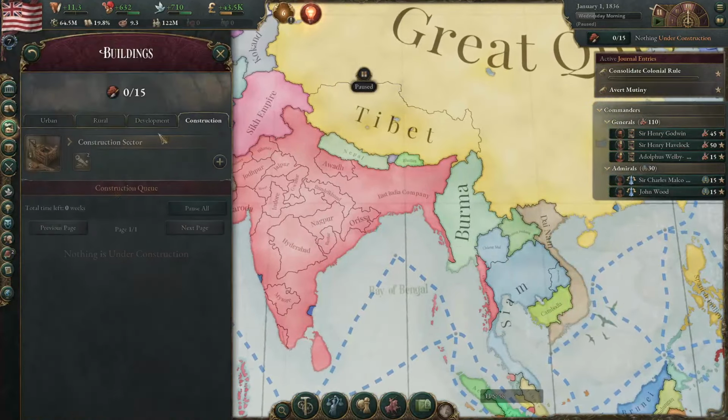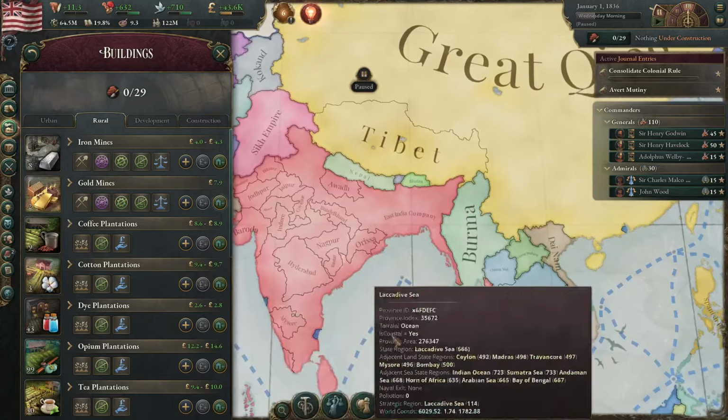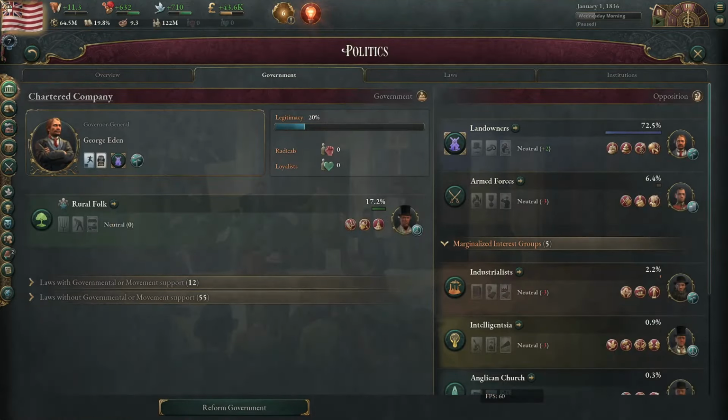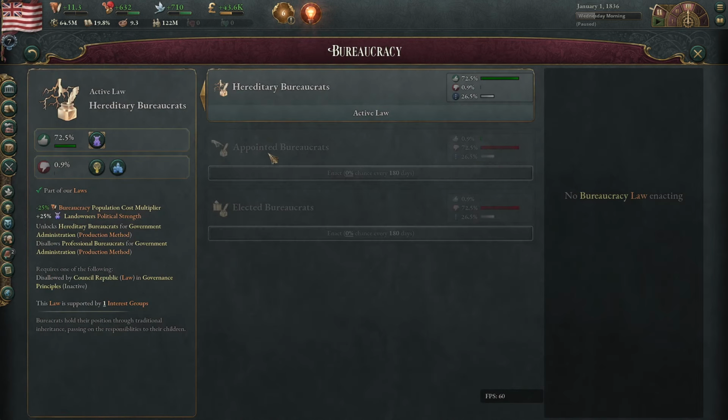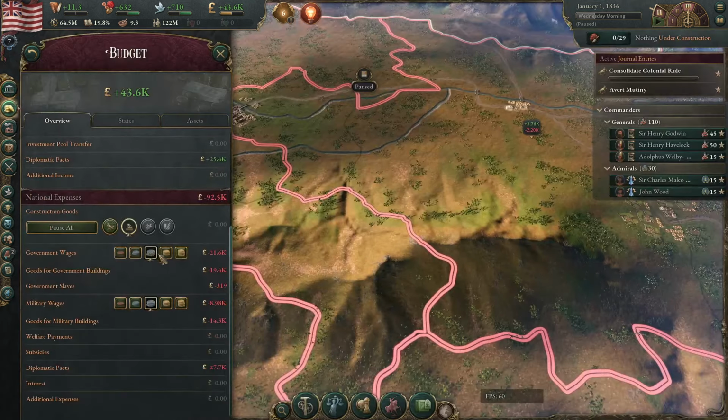Just go ahead, get yourself into iron frame construction, do a bunch of construction, and then build up the IGs that you want to associate with. My recommendation, of course, is to build up your intelligentsia if you're playing as the EIC pretty quickly, which you can do by moving into appointed bureaucrats, building a bunch of bureaucrats, and then paying them well.